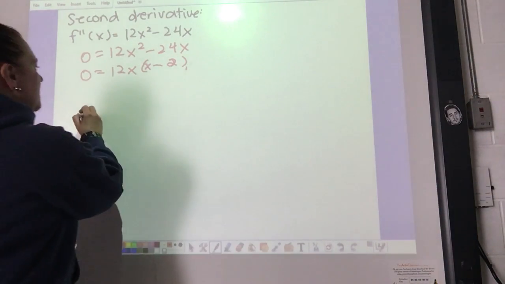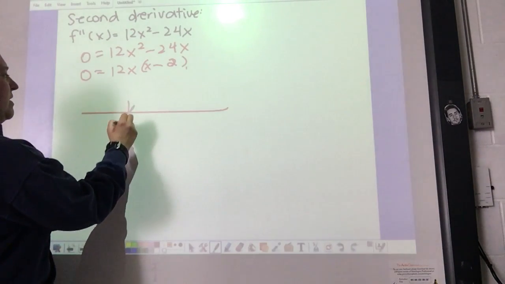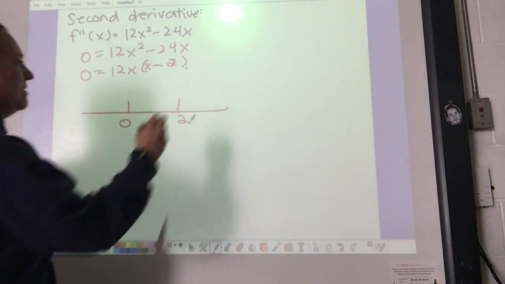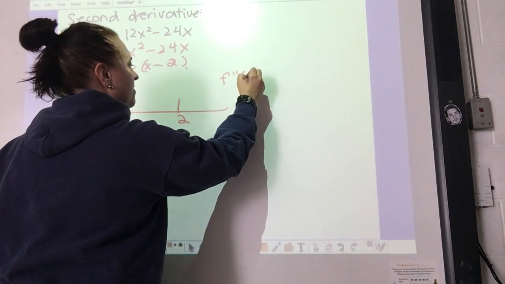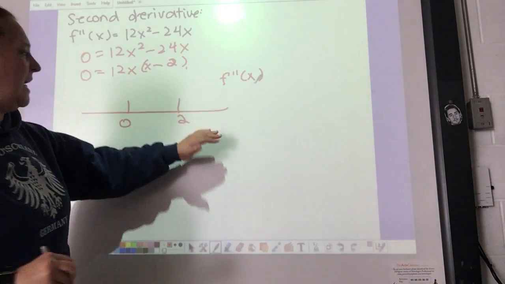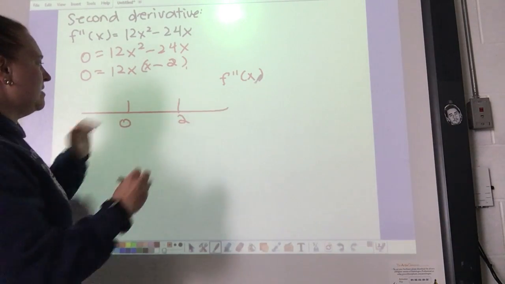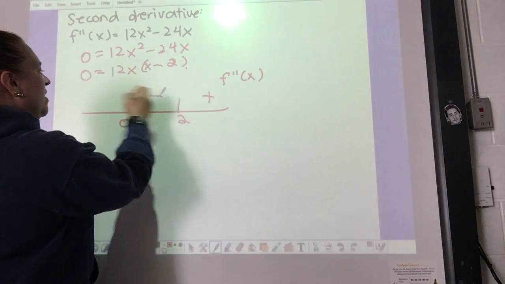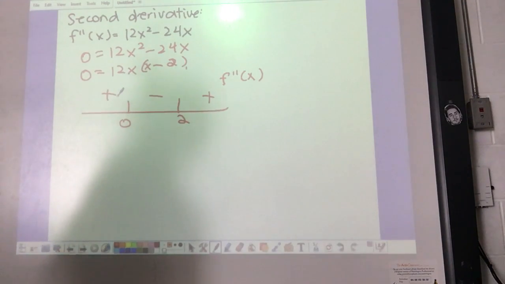And then we make our sign diagram. So we have two critical values, 0 and 2. And this is our sign diagram for the second derivative. Same rules: take any number larger than your largest key point. You know how to do that. So this would be positive. Everything is odd exponents, so it keeps changing.